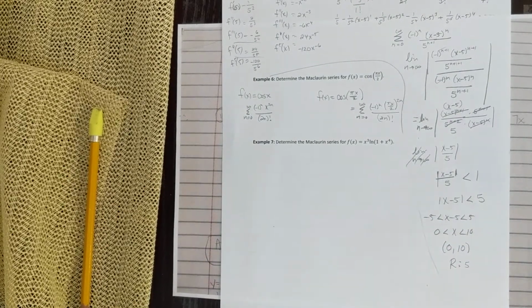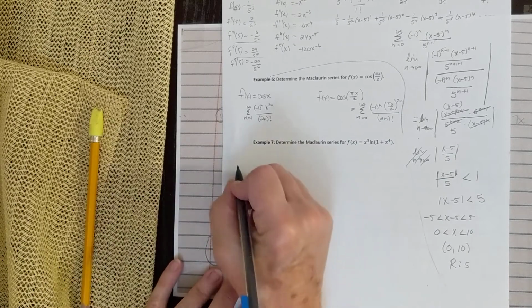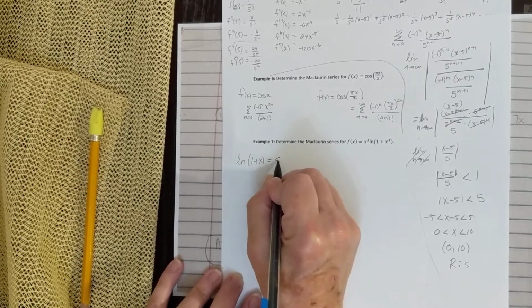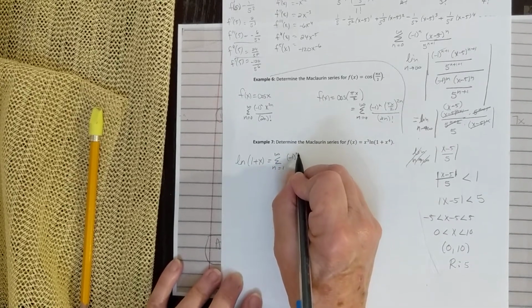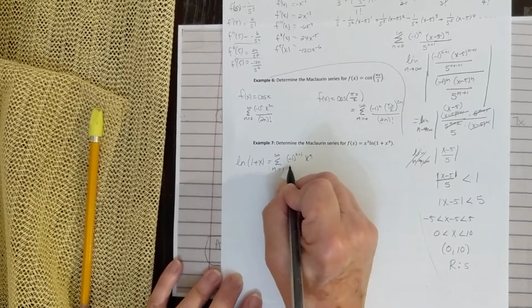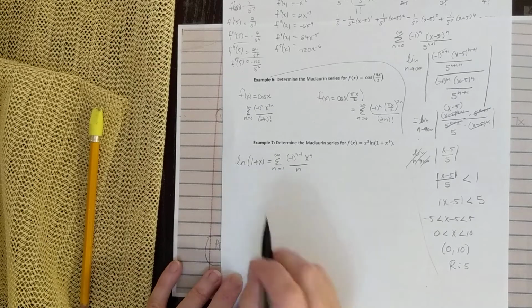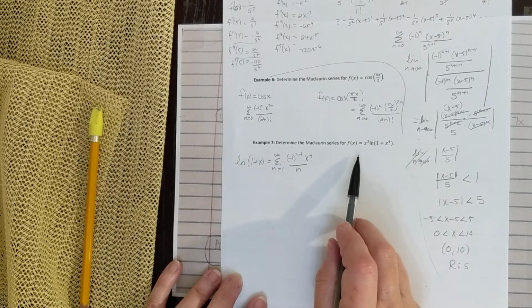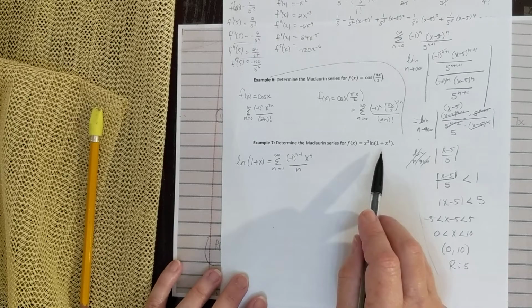Determine the Maclaurin series for f of x is x cubed times the natural log of 1 plus x to the 4th. We have not developed this, but what we have already developed is the Maclaurin series representation for the natural log of 1 plus x, which is equal to the sum from n is 1 to infinity of negative 1 to the n minus 1, x to the n over n. We did this just a couple of examples ago, so we have this going for us. This is a bit of a transformation. This function is x cubed times this, and it's not x, it's x to the 4th.